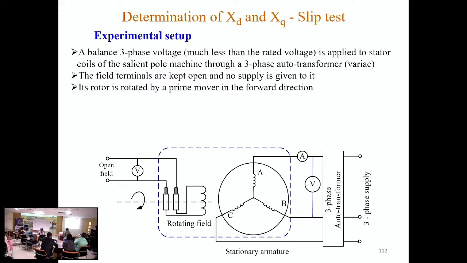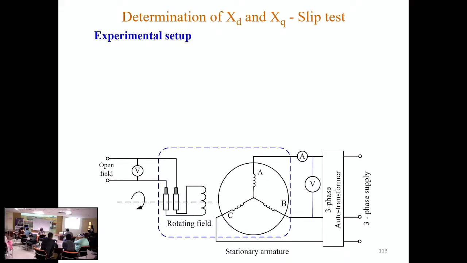Now, its rotor is rotated by a prime mover in the forward direction. So the rotor will be rotated by some prime mover at what speed? Not at synchronous speed. Either slightly below synchronous speed or slightly above synchronous speed. Why will we do that? We will create some slip with the rotating field MMF, which will be produced in the armature winding as we have applied some AC voltage. So at a speed slightly less or slightly more than synchronous speed, the rotor is driven by some prime mover, maybe some DC machine, DC motor.